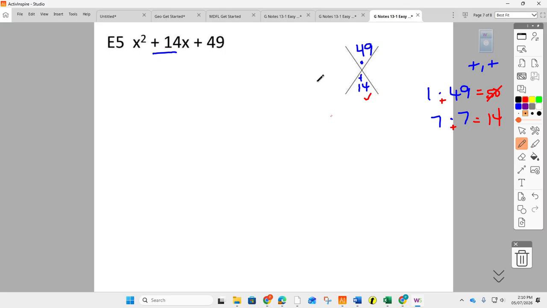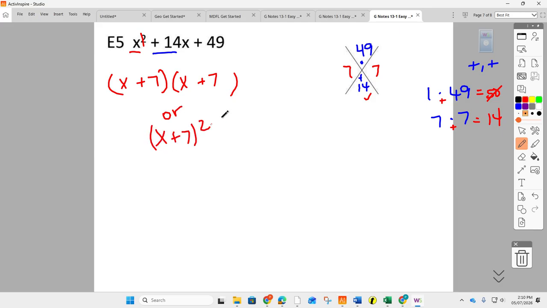So we're going to take this and put it on the side. So we're ready, we're organized, we know what we've got to plug into our parentheses. Set up your parentheses. The first term without the exponent goes in the front of both. This is a positive 7, plus 7, plus 7. Or, once again, you could write it as x plus 7 squared. Either of those are correct.